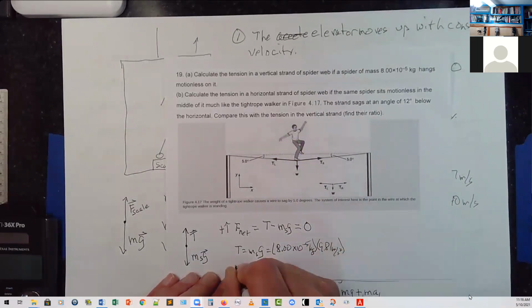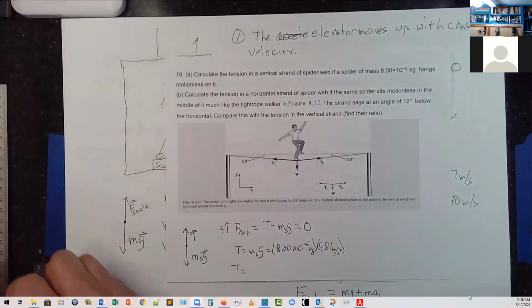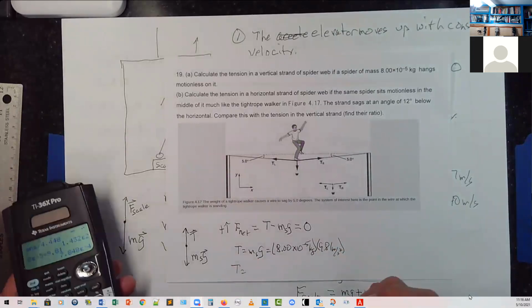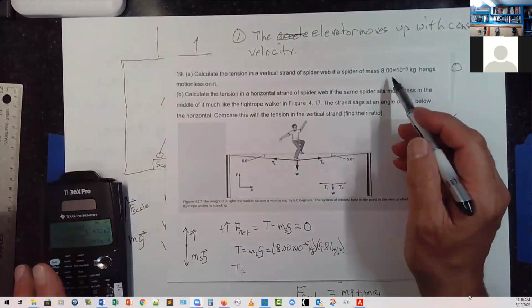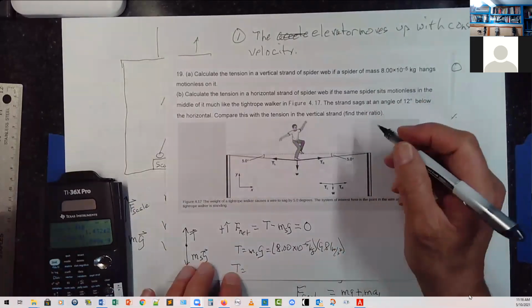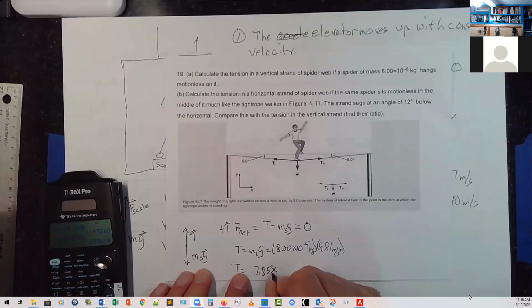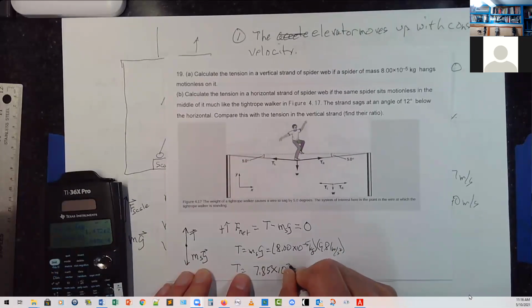It's not going to be much. It's interesting. We actually have 3 significant figures on the mass of the spider. That seems a little crazy. I get about 7.85 times 10 to the minus 4th newtons.